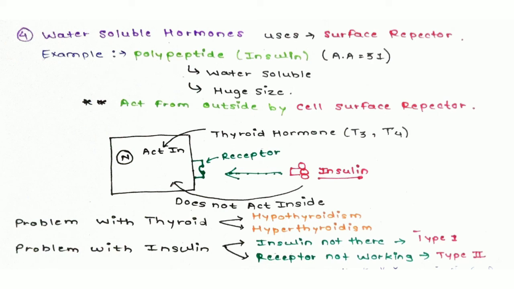Whereas non-polar hormones such as thyroid hormone T3, T4 act directly inside the cell. So the problem with thyroid is whether the thyroid is present less or more. If it is less, then hypothyroidism, and more, then it is hyperthyroidism. But the problem with insulin is, insulin not there, type 1 diabetes, receptor of insulin not working properly, type 2 diabetes.